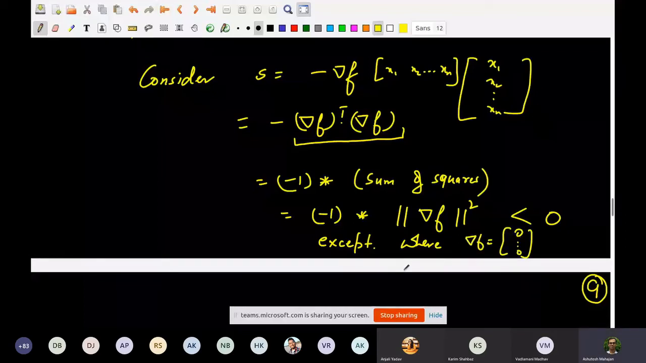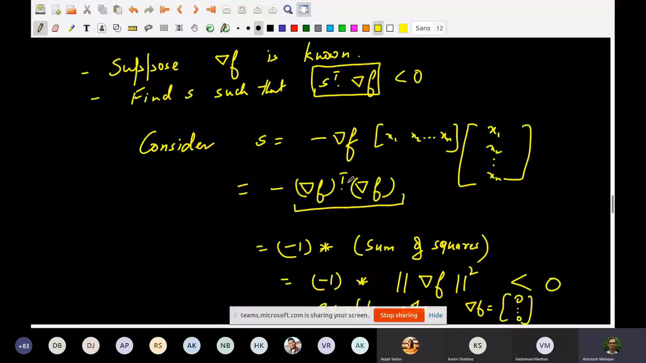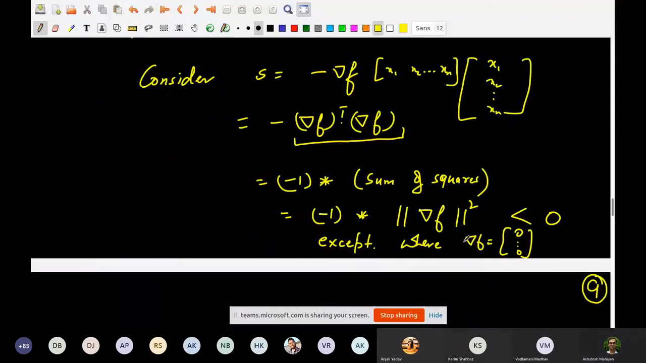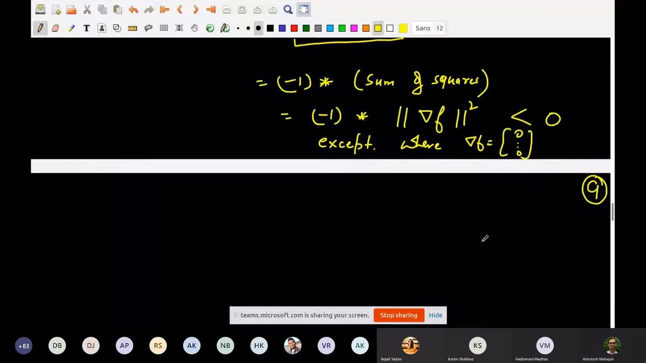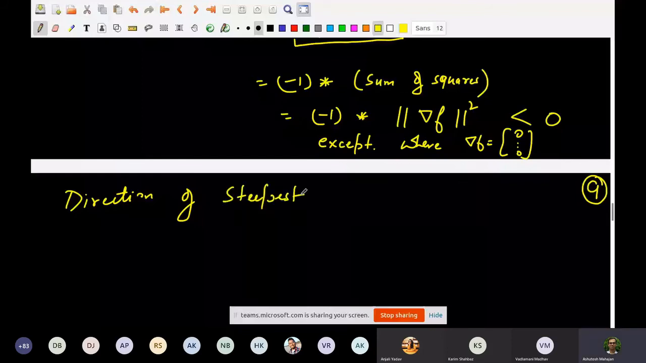Okay, so if the gradient of f is non-zero, it is always a good idea, or always not a bad idea, to go in the negative of the gradient direction. This is called the direction of steepest descent. So the direction of steepest descent is minus the gradient of f.